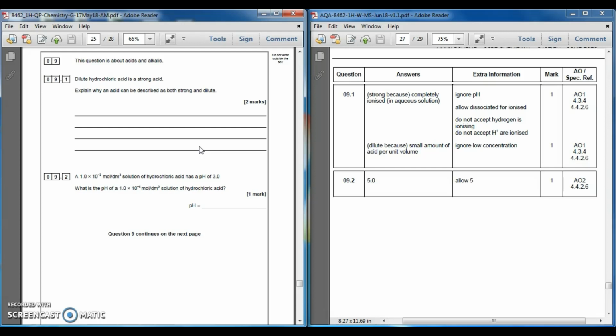So most people needed that mark. Some people, but only some people, got what it meant by a strong acid. Strong acid is about whether it fully dissociates or not. So strong acids fully dissociate in solution, weak acids do not. And that's the key thing that we're looking for there.